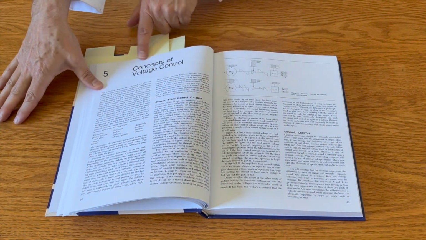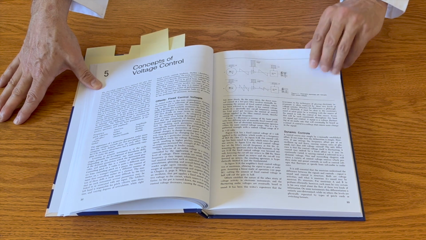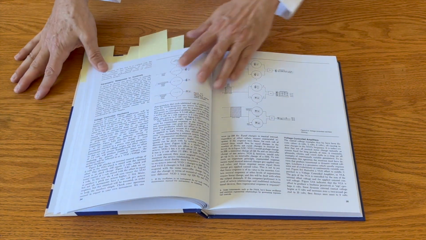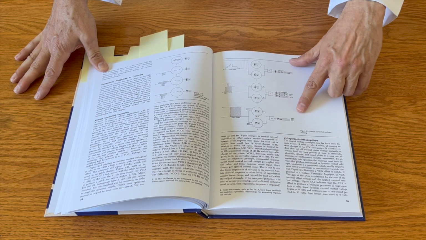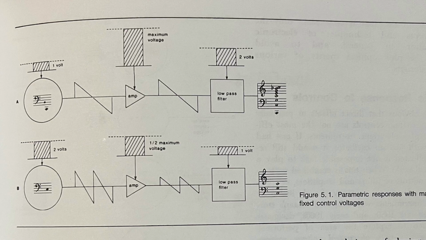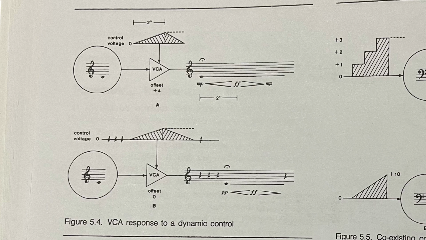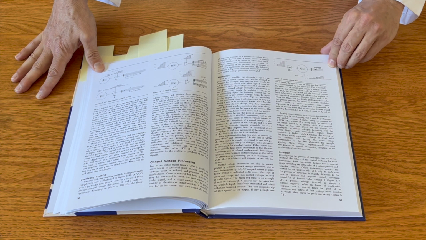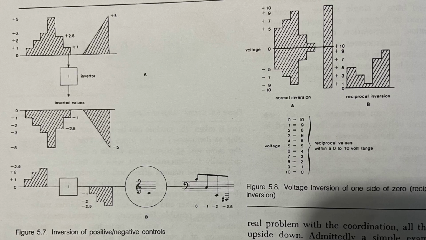In chapter 5, Alan gives us an in-depth look at the concept of voltage control, differentiating between fixed offset voltages and dynamically moving variable control voltages. Alan Strange gives us detailed examples of both as they control various parameters. The book then delves into an in-depth look at control voltage processing, such as attenuation, inversion, quantization, integration, and multiplication.